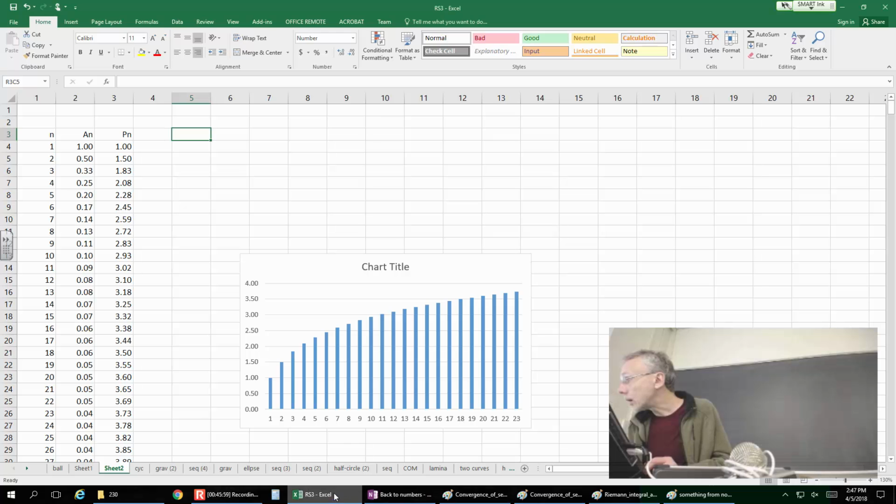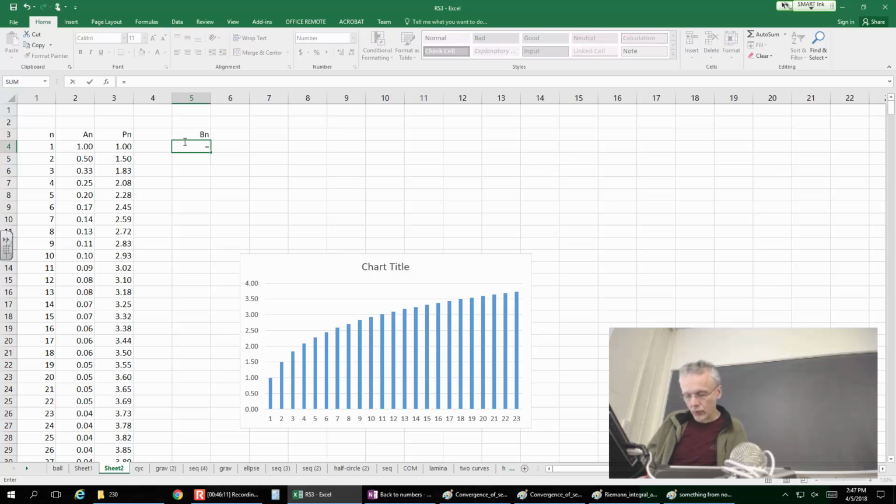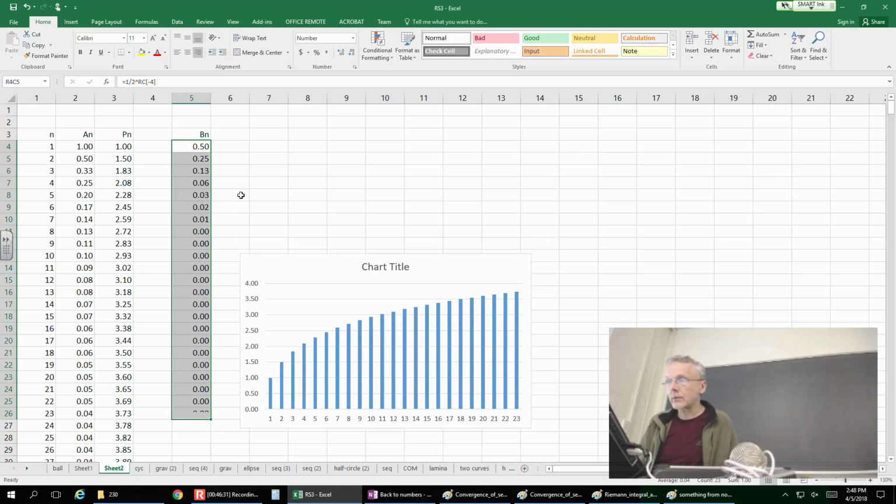Okay, so give me a minute. If I have, say, b_n here, it is 1 over 2 to the n, so 1 over 2 to this power. Okay, down. The numbers become small very quickly.